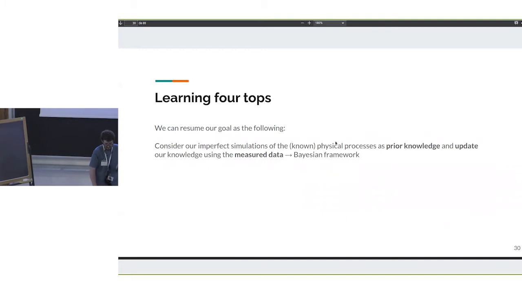And so the idea is we want to incorporate our imperfect simulations of the known physical processes as prior knowledge and try to update our knowledge using the measured data. So we will deal exclusively in a Bayesian framework where we take the simulations as prior knowledge and the measurements as the data we will use to update our prior knowledge.